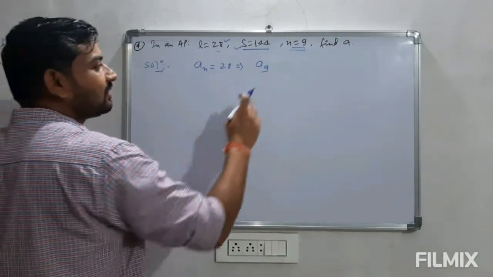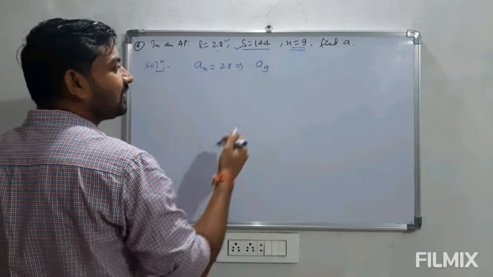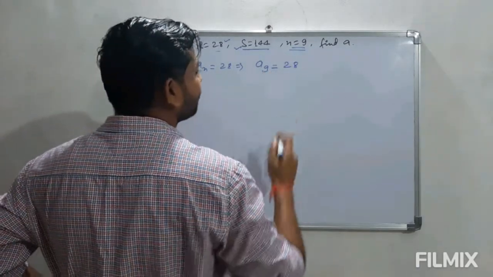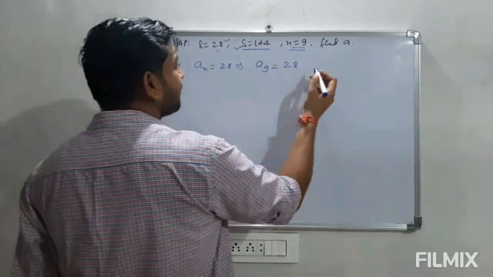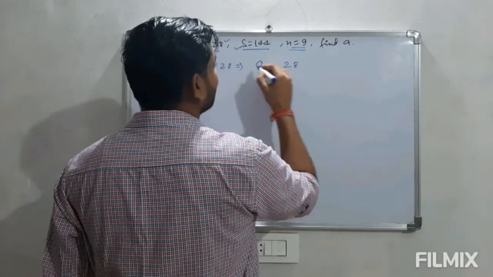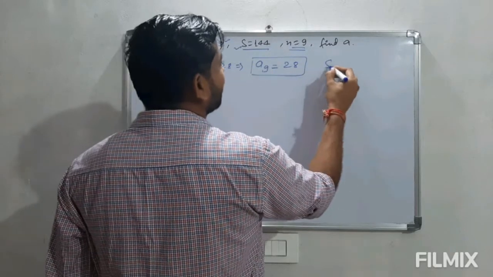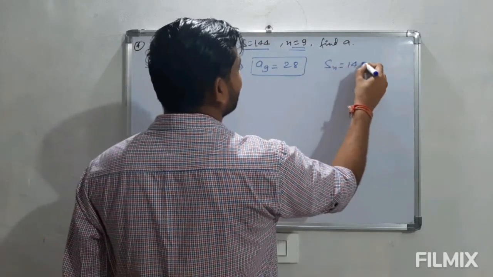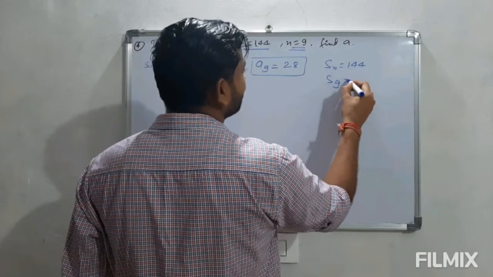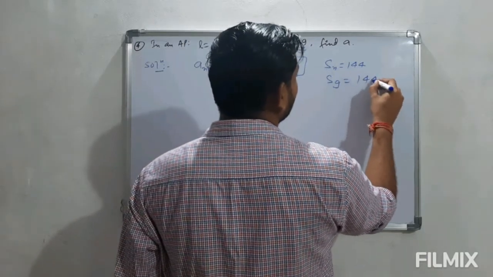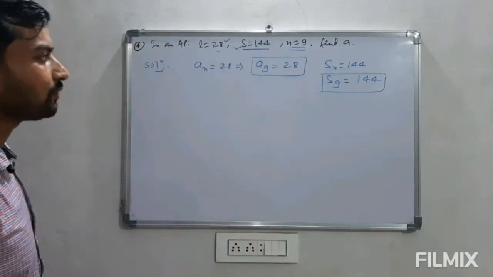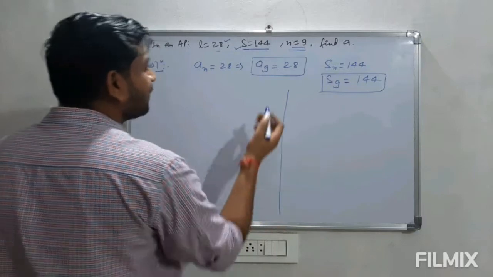The total number of terms we are taking here is n, so the last term will be a9, which is equal to 28. The second piece of information is the sum of 9 terms. Here we have the value of Sn, that is 144, and as we know the number of terms is 9, so this is S9 only. From these two relations we can easily calculate the value of A. So let us come to that.